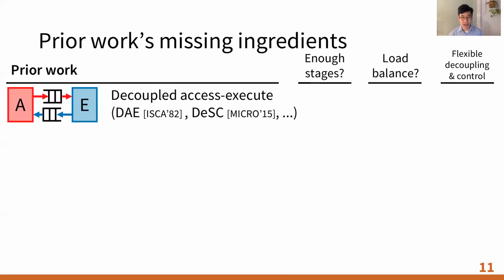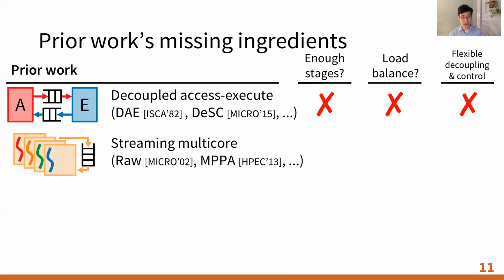Decoupled access execute and its descendants split a single processor into separate access and execute processors decoupled with queues. With only 2 stages, though, they are prone to type data dependencies that cause loss of decoupling and low performance. It also forces us to make unnatural divisions as we separate code into separate access and execute programs.